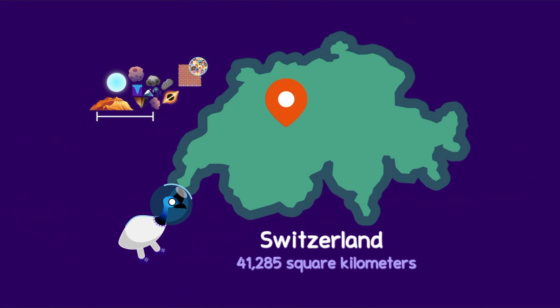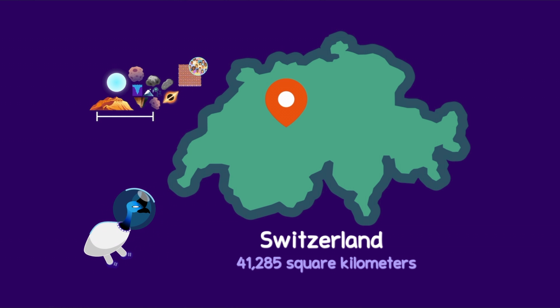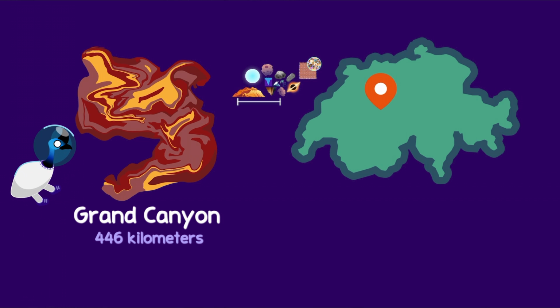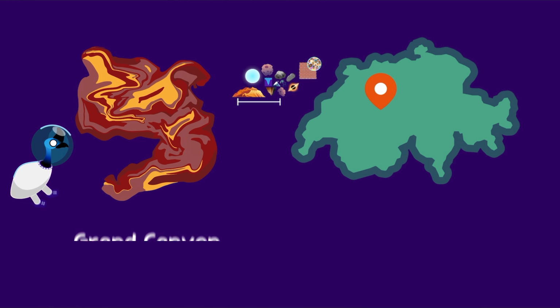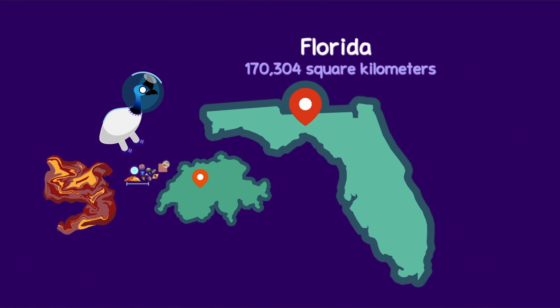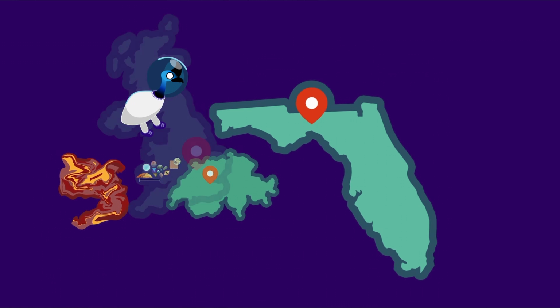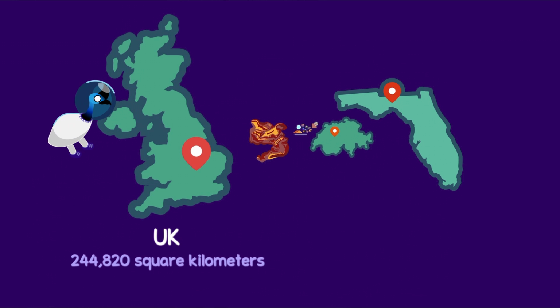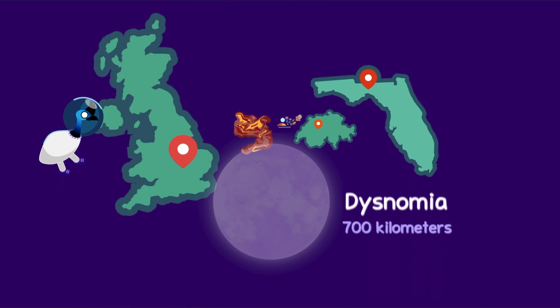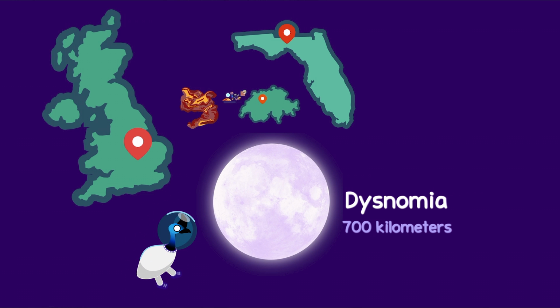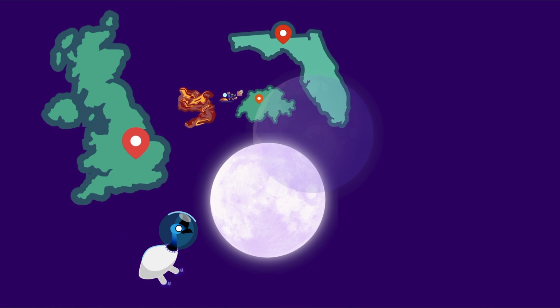Switzerland, 41,285 square kilometers. Grand Canyon, 446 kilometers, the majestic canyon formed by the Colorado River's erosion. Florida, 170,304 square kilometers. UK, 244,820 square kilometers. Dysnomia, 700 kilometers, the moon of one of the heaviest dwarf planets in the solar system.